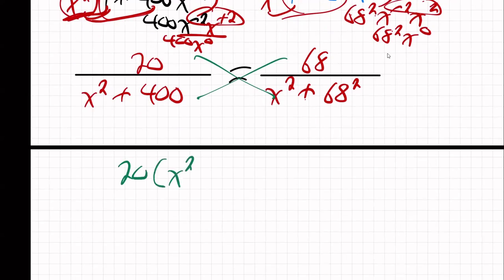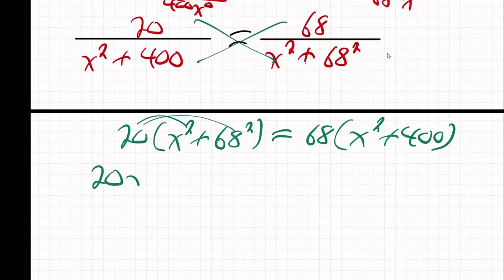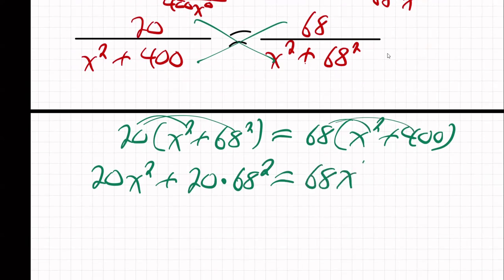Okay, now let's go diagonal, diagonal. So 20 x squared plus 68 squared equals 68 x squared plus 400. Distribute. We're getting close. 20x squared plus 20 times 68 squared equals, boom, boom, 68x squared. You might wonder, why are you leaving that 68 squared? I just don't want to go to Desmos, you know? Same thing here. I'm going to go 68 times 400. I'll do Desmos at the end. Whatever it is, it is.